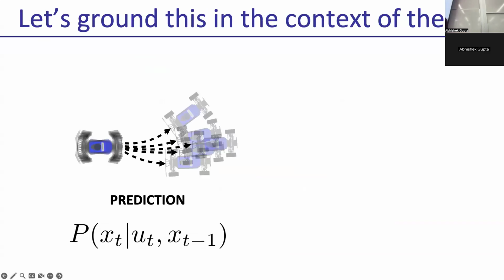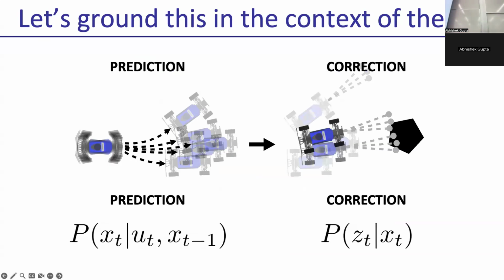Okay, so in the context of the car, the prediction model is going to say, if I was at some position, I applied some speed and some steering angle, what is the likelihood of the next state? And what is the correction model? It's saying that if I was at some position and I kind of knew the map of the world, what is the likelihood I got some set of LiDAR readings? And so we're going to try and basically work out the form of the prediction model and the correction model.